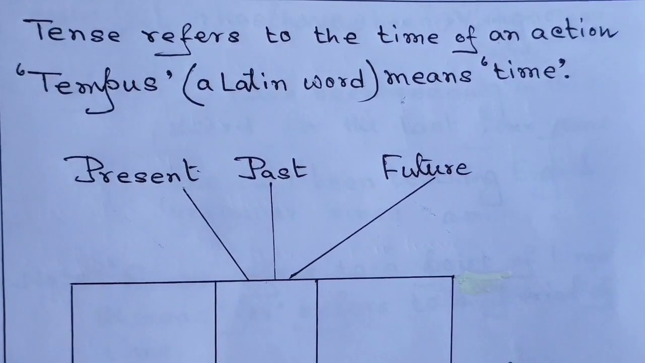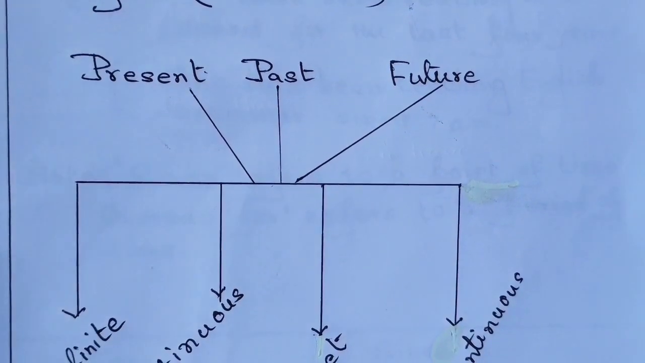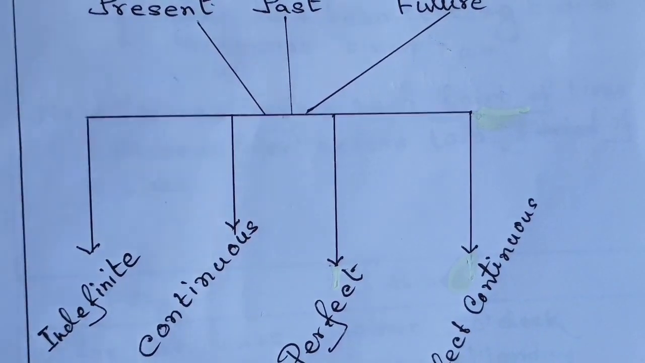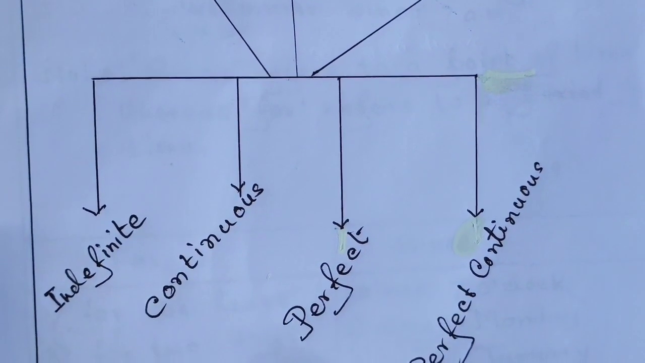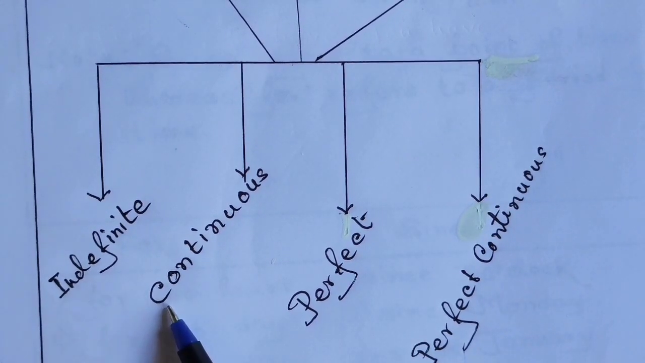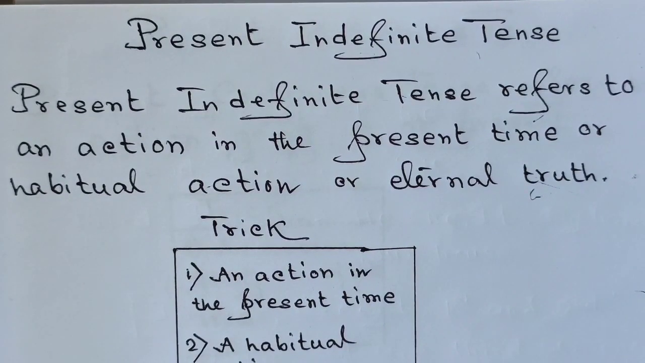And it is the time of what? It is the time of the verb. Now we have three tenses, present, past and future, in English and in many other languages as well. Now these three tenses are further subdivided into four classes or groups: indefinite, continuous, perfect, perfect continuous. That means each and every tense, present indefinite, past indefinite, future indefinite, present continuous, past continuous, future continuous, and the like.